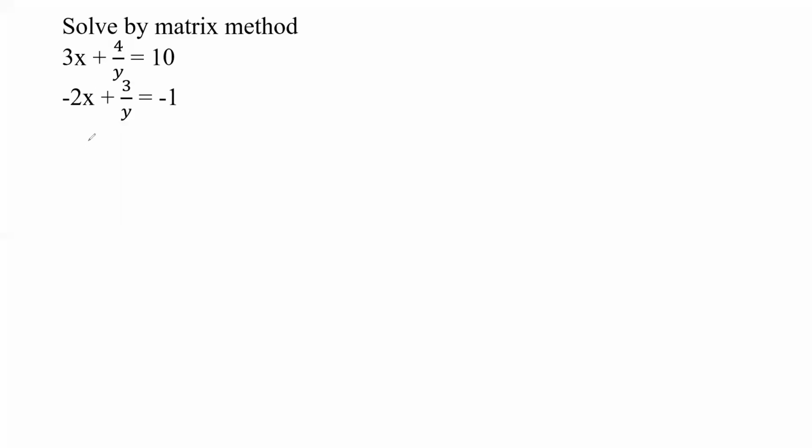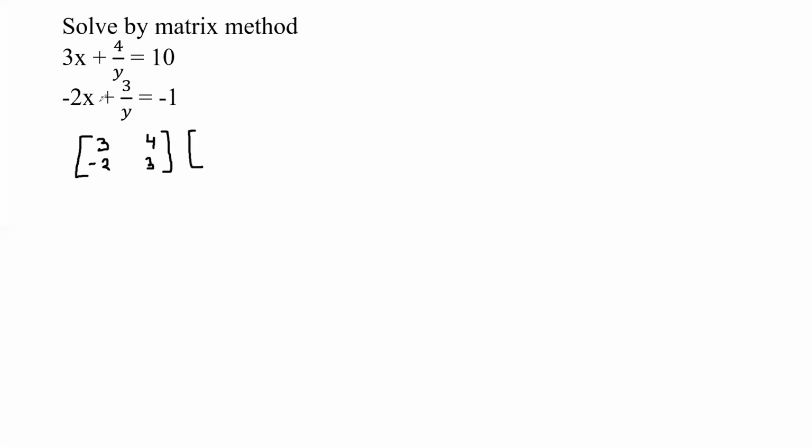Here we'll be taking just the coefficients. If you look in the first equation, the coefficient of x is 3, and the second term is y, where the coefficient is only 4. And if you look into the second equation, the coefficient of x is -2, and the coefficient of y is 3.